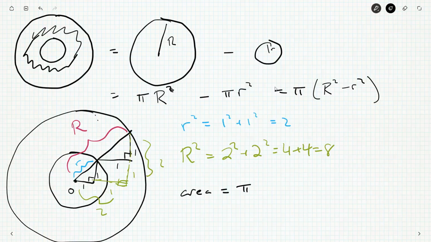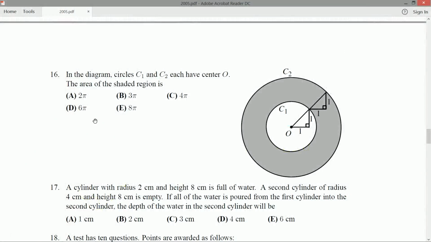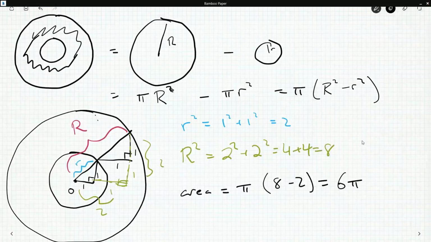So the area is pi times 8 minus 2, 6 pi. That's the area of the shaded section. And 6 pi is D. That was a happy little circle question.